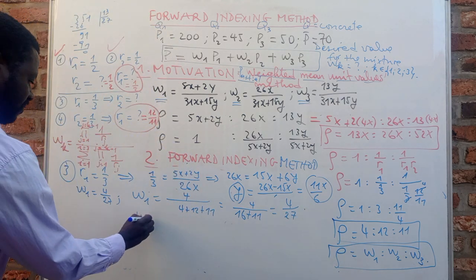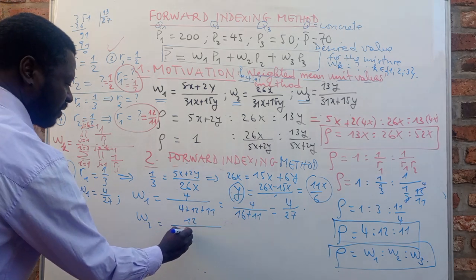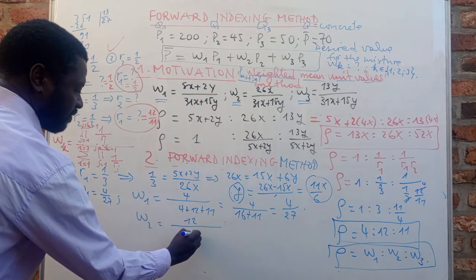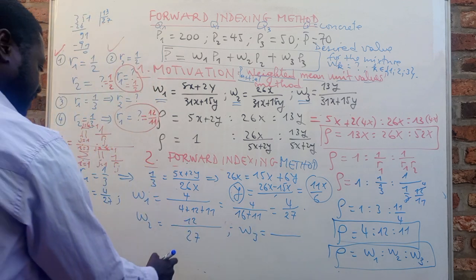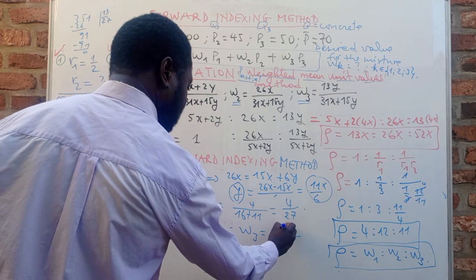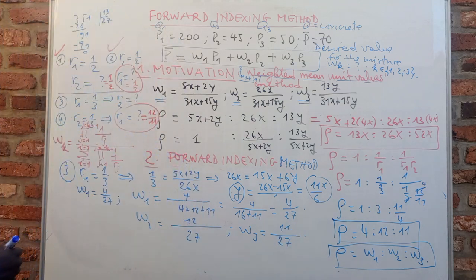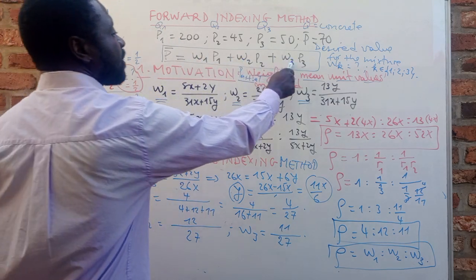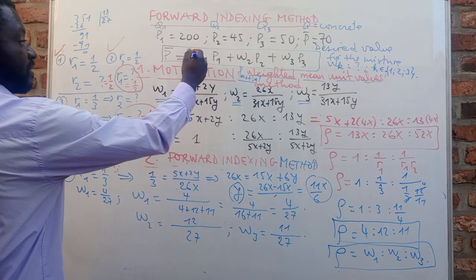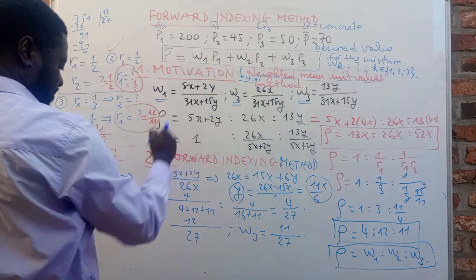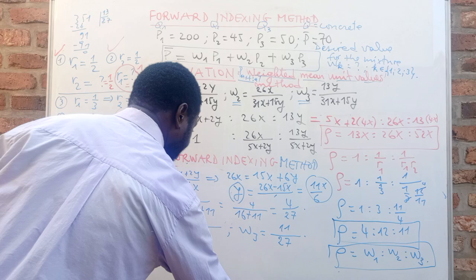Okay, so omega 2 is now 12 over 27, and omega 3 is equal to 11 over 27. So meaning that substituting into this one, we get the equation. These weights, omega 1, omega 2, omega 3, will satisfy this equation.